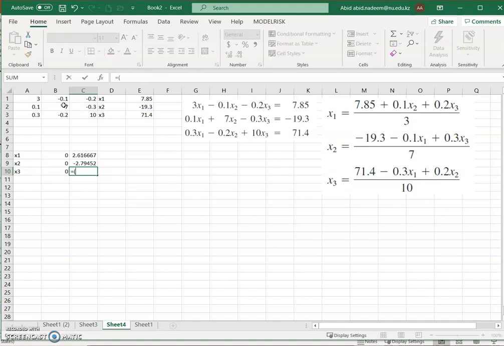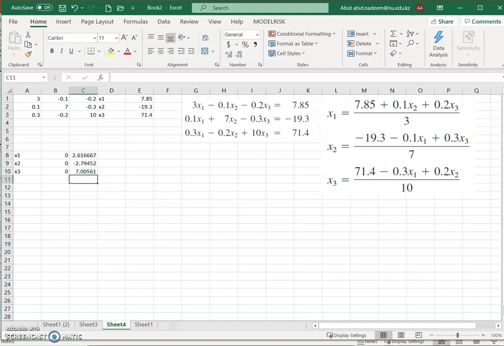And then for x3, it will be this value minus this value multiplied by x1, so x1 is here, and minus this value multiplied by x2, divided by 10. So in this way, in the first trial I got these values.